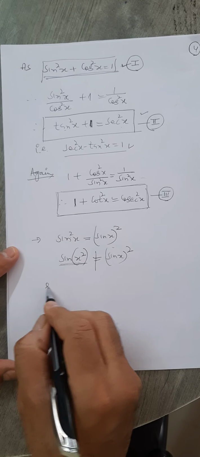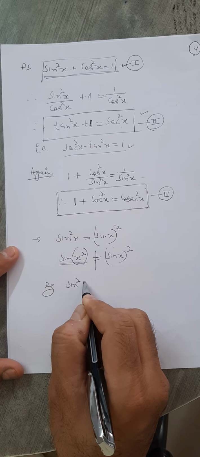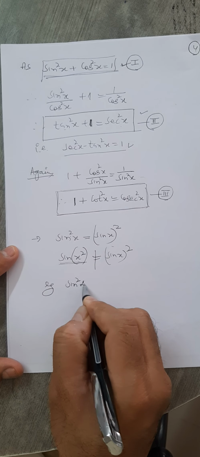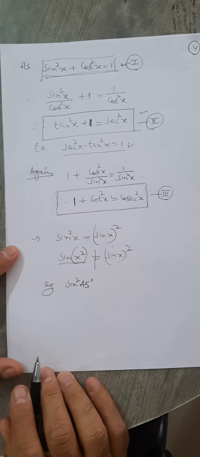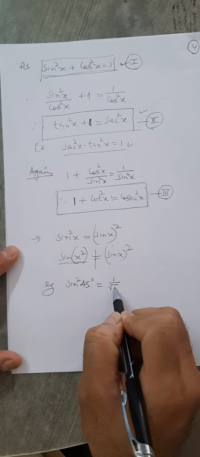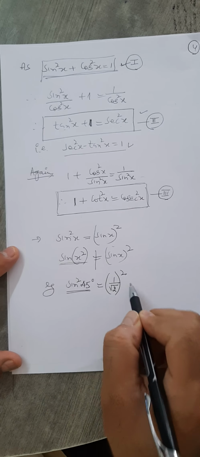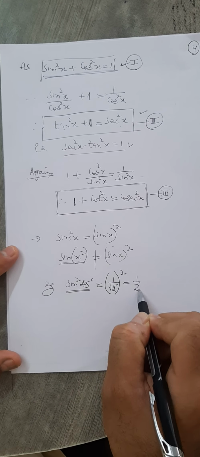For example, from 10th standard, if I write sine square 45 degrees, now you know sine 45 degrees is 1 by root 2. You know this much. So 1 by root 2 whole square means this, and that is finally 1 by 2.